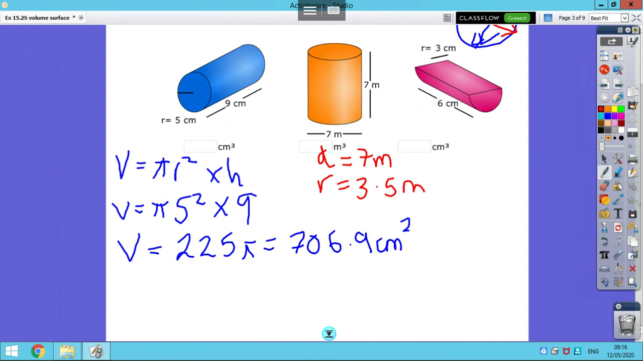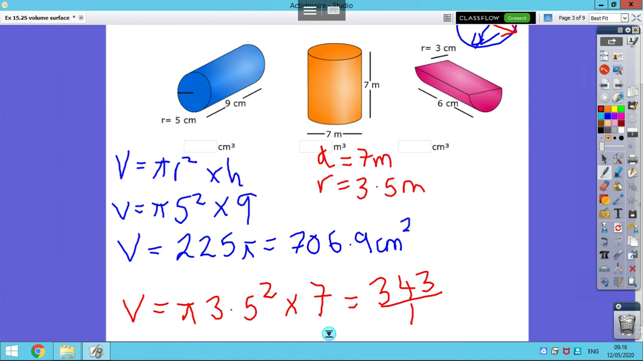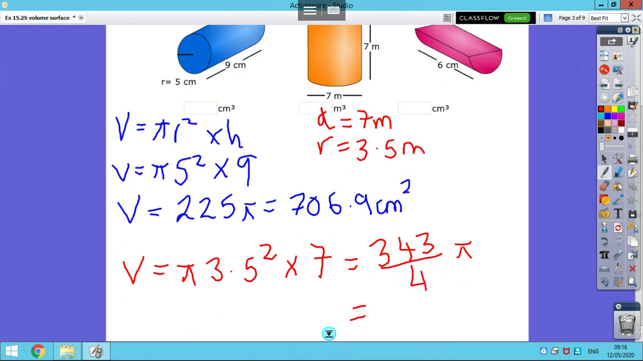So for the second one, the volume would be pi and then 3.5 squared, and then multiplied by the height, which is 7. Okay, and if we sort that out on our calculator, so pi times 3.5 squared times by 7, I get 343 over 4 pi, which if we press SD, we get 269.4 metres squared.